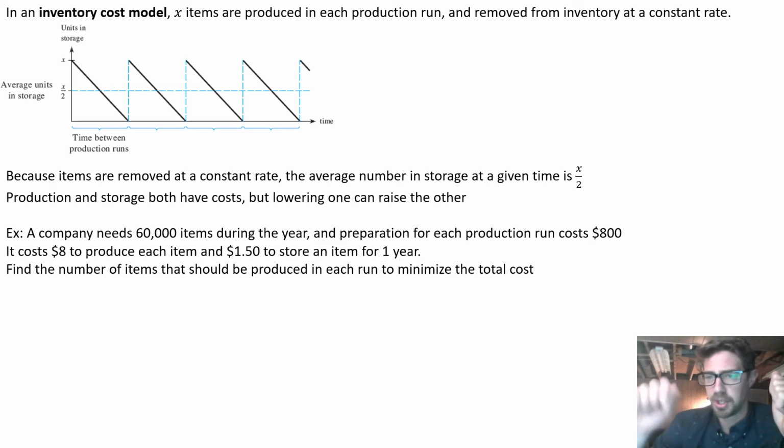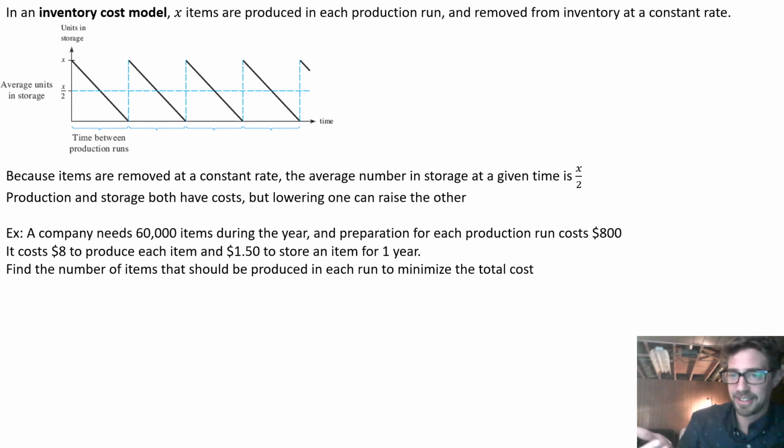Oh, the other assumption here is that we produce exactly the same amount of items every time, or else the graph wouldn't look like that, right? So we always produce X items in each run, right? So do we do a production run every day? Do we do a lot of production runs and only make a little bit each time? Or do we do just one or two big production runs and make them all, right? Obviously, no. There's something in the middle that's going to be the sweet spot that minimizes the cost.